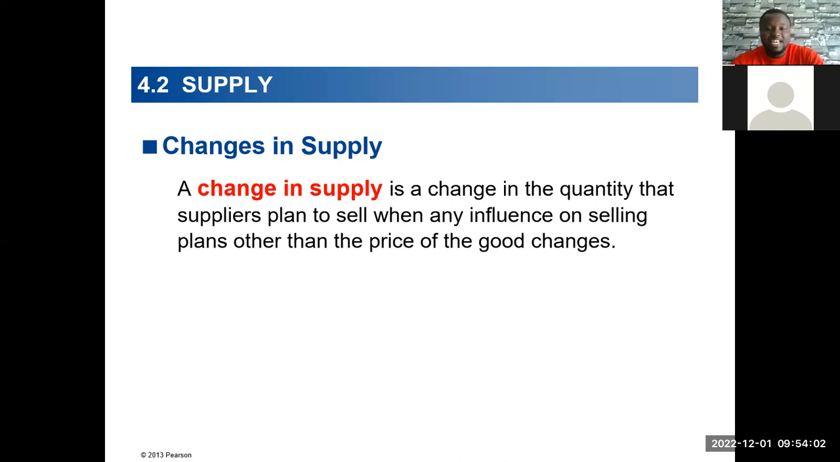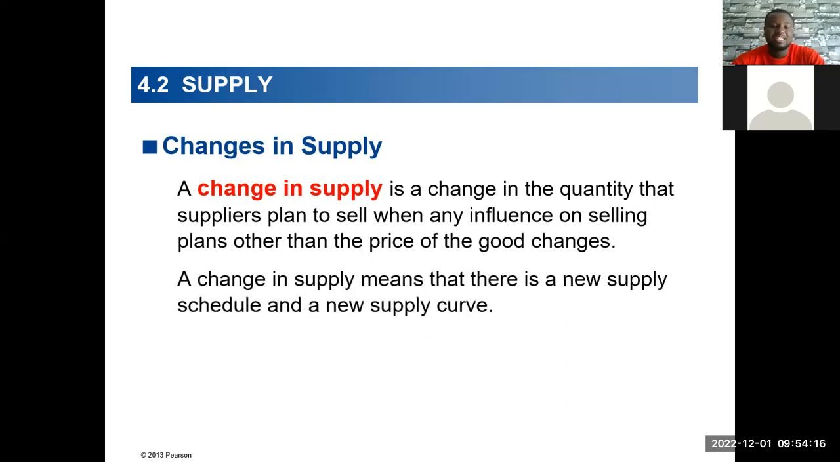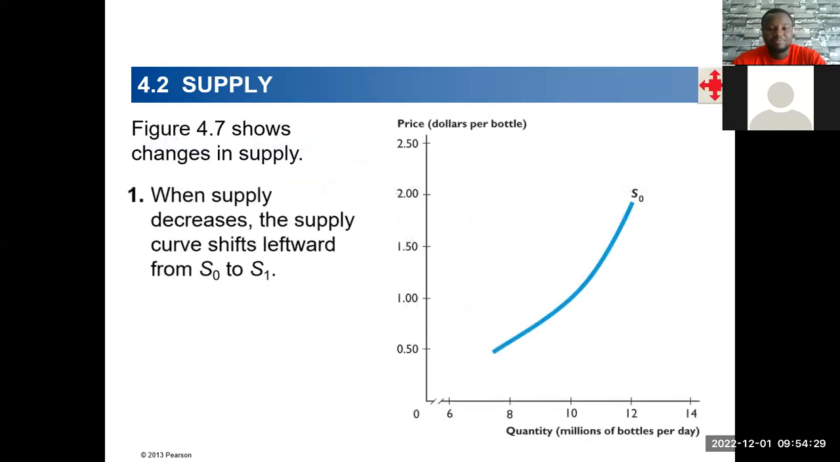But if there's a change in the quantity that they want to offer for sale because of a change in the price of that commodity, that is called a change in quantity supplied. But a change in supply, the price is held constant, but the other factors affecting supply change. So whenever you have a change in supply, it means we need to draw a new supply schedule and a new supply curve.